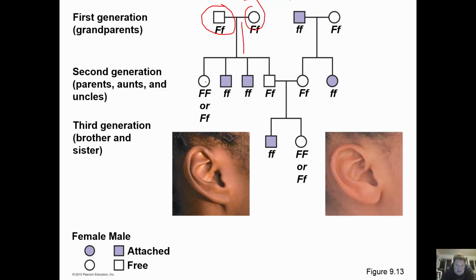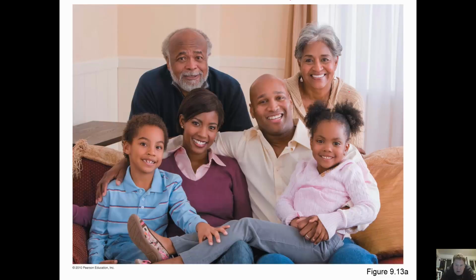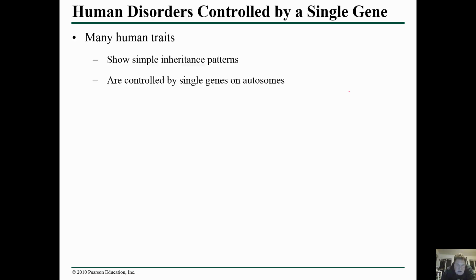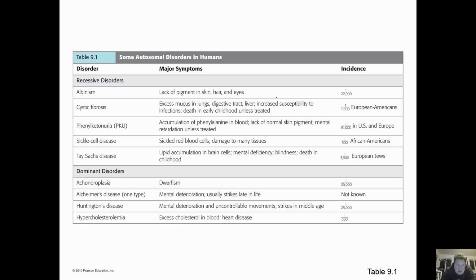If we put those boxes out, the filled-in boxes give you the phenotype. Looking at this, we can see that the attached ear is probably recessive because it skips this generation right here, and that's the main thing we're looking for. Beautiful looking family, the attached and detached ears. Many human traits have really simple inheritance patterns, controlled by a single gene on an autosome.